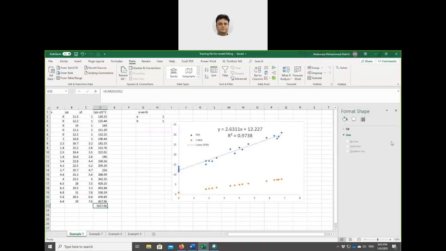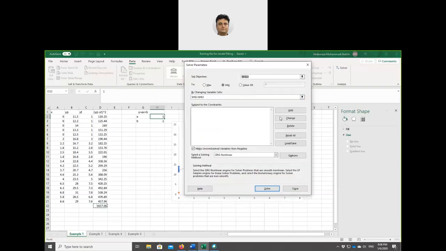Okay, I think most of you could do this one. So by the Solver, I want to show you how you solve this one. I want to minimize D22 by changing H2 and H3. I want to change H2 and H3 and minimize the amount of the summation of squares. So go to Solver, open the Solver. I want to reset all.